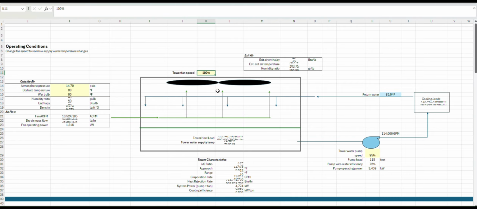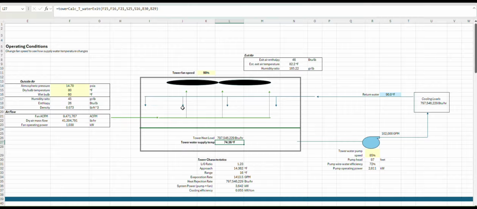You can change the fan speed of your cooling tower. You can change the speed of your tower water pump. And you can change the return water temperature that you get from your cooling loads and model what your supply water temperature would be.